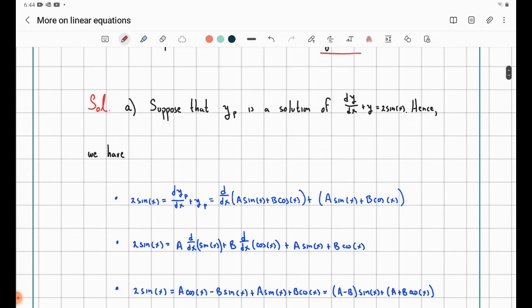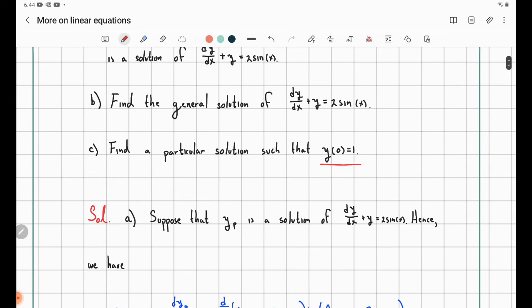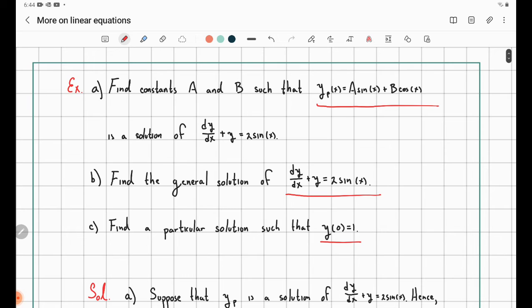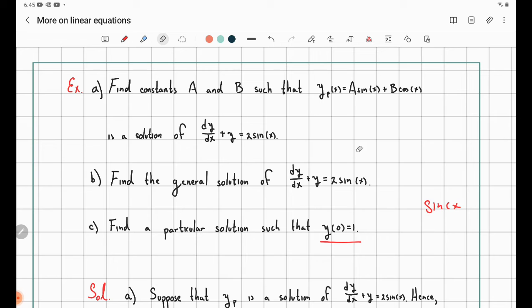For the first question, let us suppose that our function given by the linear combination of sine and cosine is a solution of this equation. This means that if you substitute this function into this equation, then we obtain an equality. If you take the derivative of y_p with respect to x and add y_p, then you necessarily need to obtain 2 times sine of x. This is the meaning of the statement that y_p is a solution.